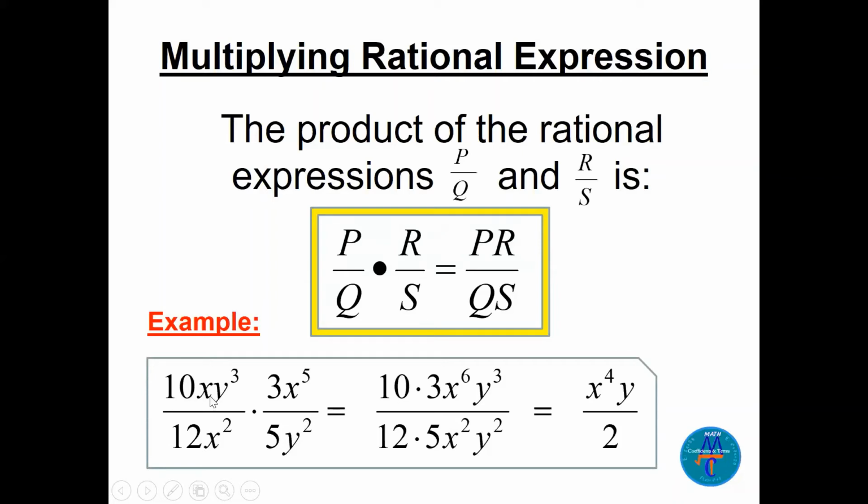Look at this example here. 10xy cubed over 3x to the power 5, times 12x squared over 5. I don't have to multiply 10 times 3 and write 30, or 12 times 5 and write 60. I don't have to multiply the numbers, because if I multiply them, then I have to simplify them again.